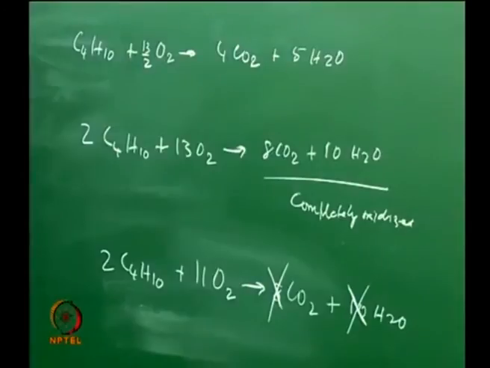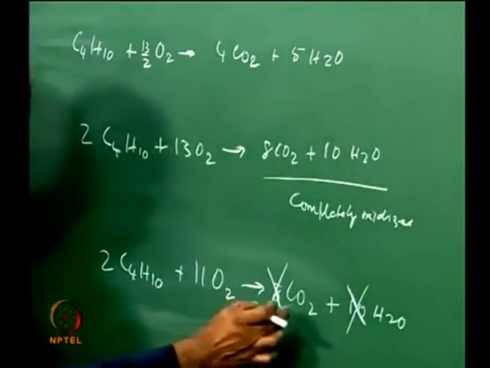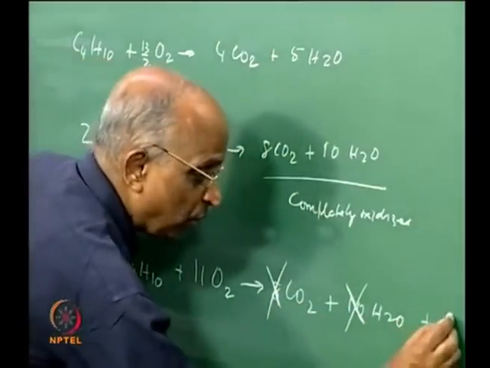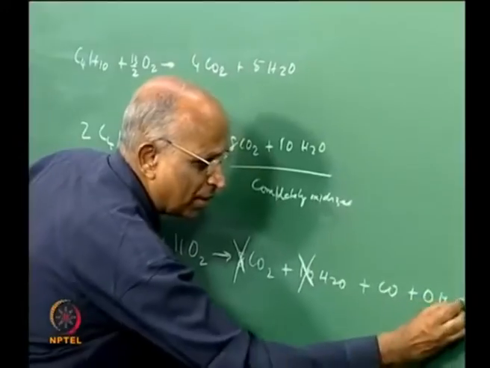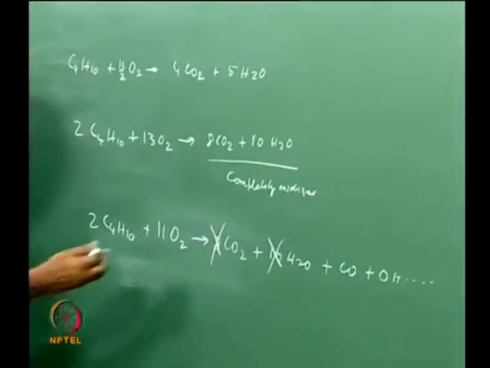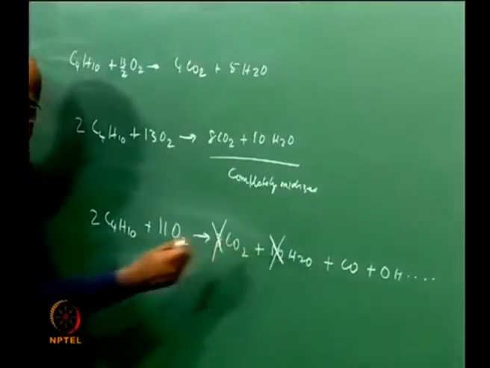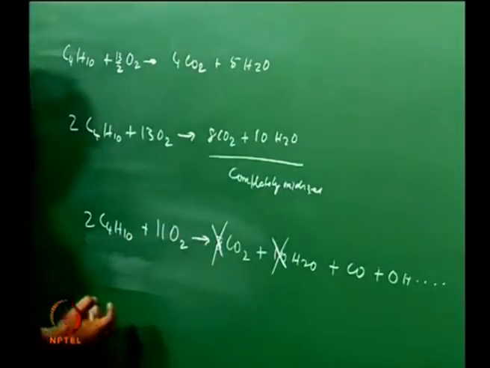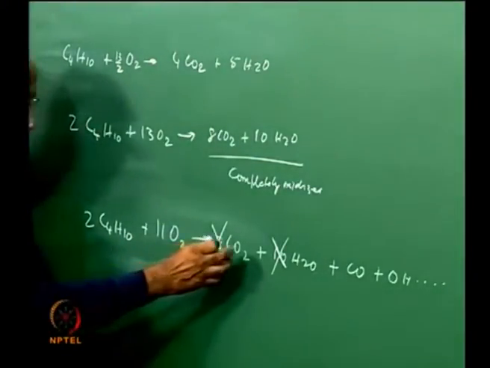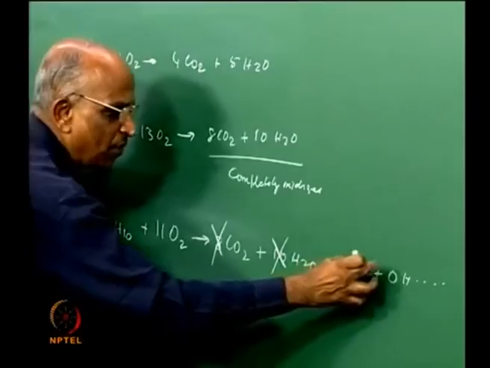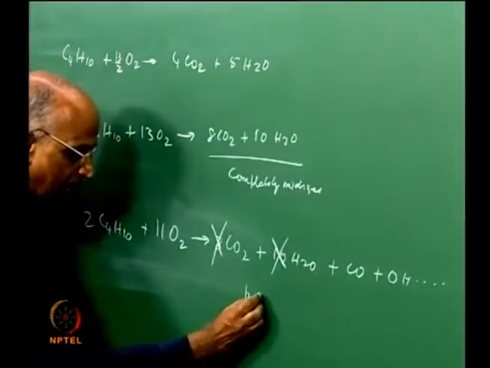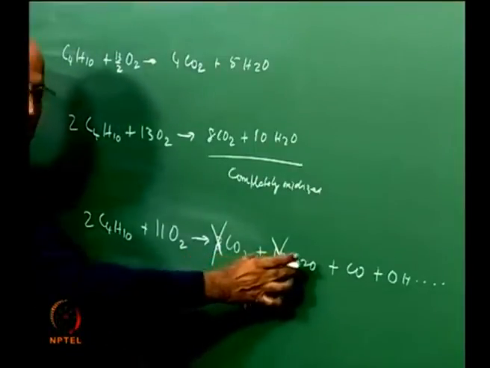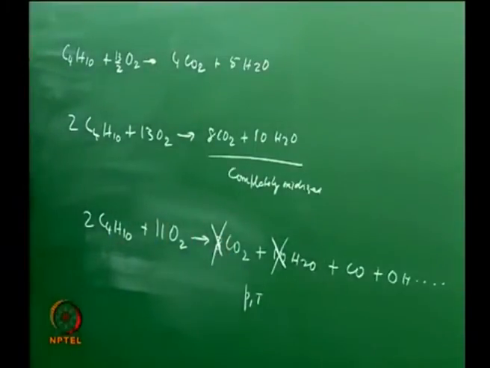One of the ways to find out: I cannot get all carbon dioxide, I cannot get all water, maybe I am going to form something like CO, OH and other substances, because there is inadequate oxygen to form carbon dioxide and water. Now how do I determine this? I have to do an analysis for the equilibrium composition of the products at a given pressure and temperature, which means I have to use chemical thermodynamics to determine this composition, and that I will do in the next class.